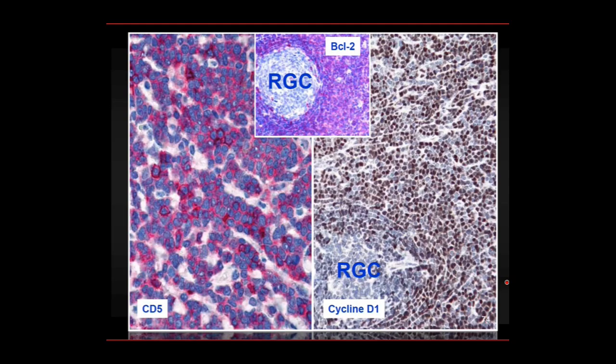You can test it by immunohistochemistry exactly as you do for BCL2. So this is a clear example of mantle cell lymphoma in which we have CD5 and cyclin D1. But you can also see BCL2 staining the neoplastic population, but not the residual germinal center, the spared germinal center, in a mantle zone pattern.